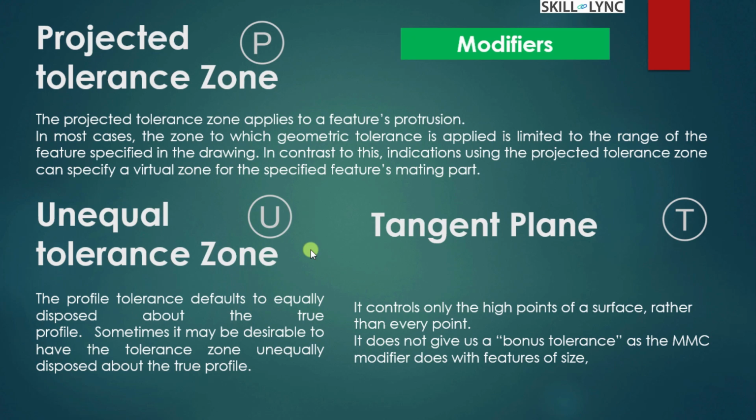So this also removes the bonus tolerance that we had seen earlier in the MMC condition, that is, with maximum material condition. We have an additional tolerance that can be removed because we are specifying the high point from this surface. So this is the tangent plane modifier. Based on specific manufacturing technique requirements and inspection techniques, you can opt between these modifiers to control the form or profile of your feature.